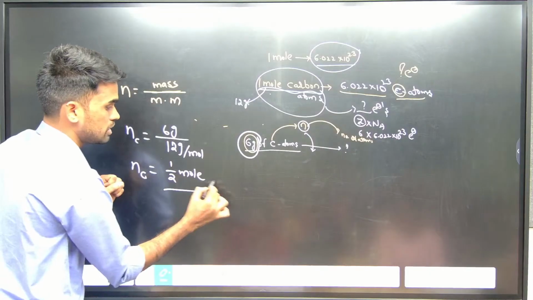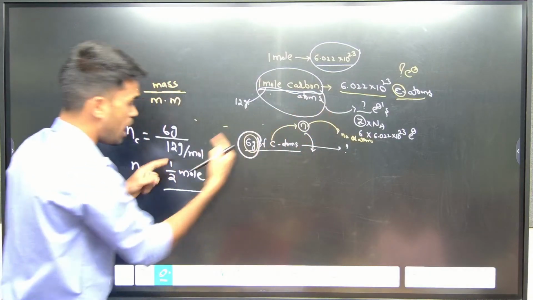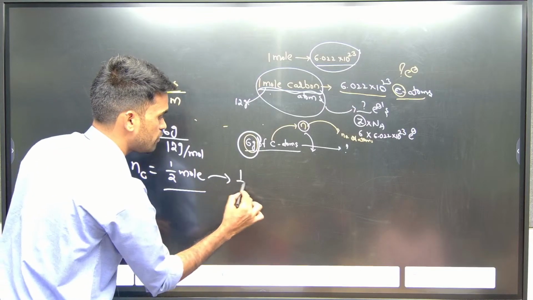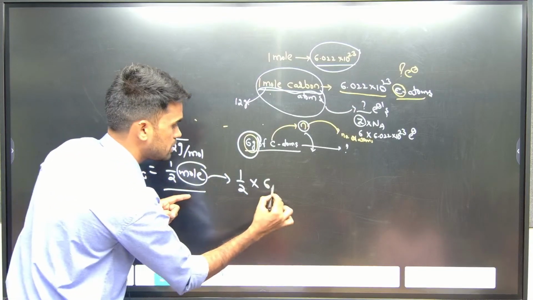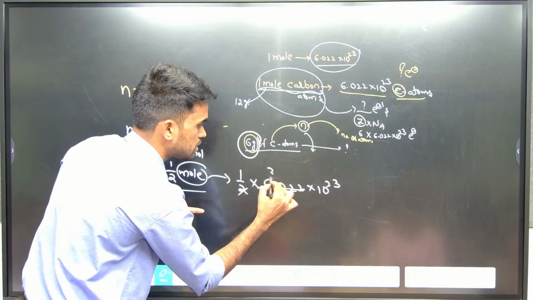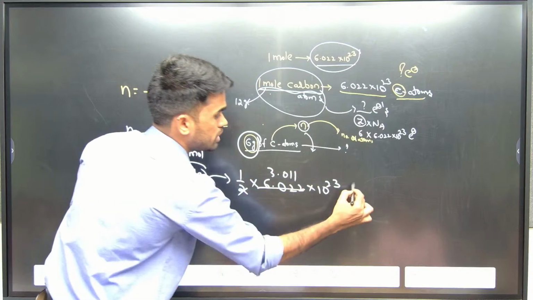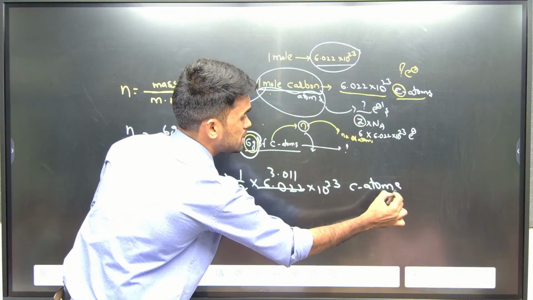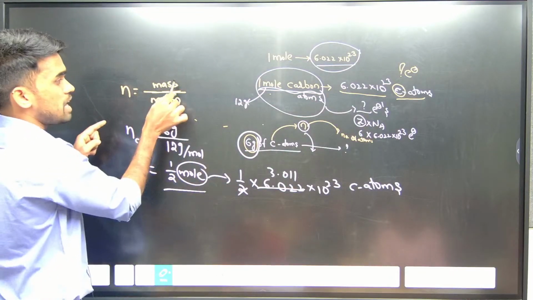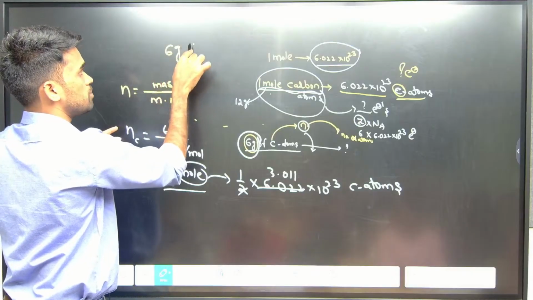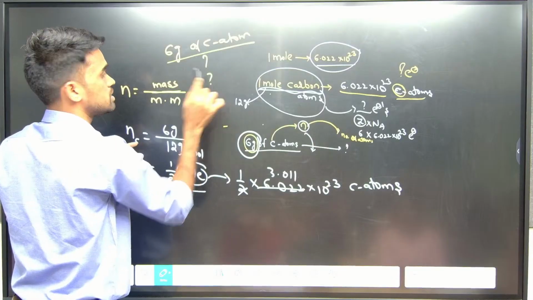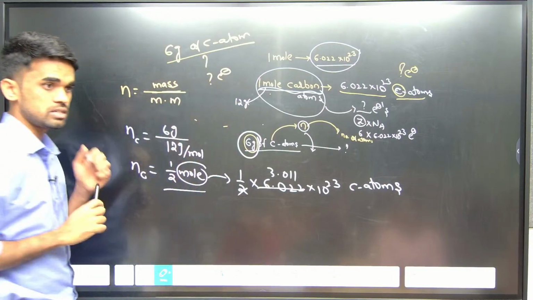So 1 mole means Avogadro number. Half mole means half into that Avogadro number. So you can write it as 3.011 into 10 power 23 carbon atoms. Now, instead of asking like this, I am making it a little bit different. I am giving you 6 grams of carbon atoms. Now what I am asking is the number of electrons present in this. Tell me.